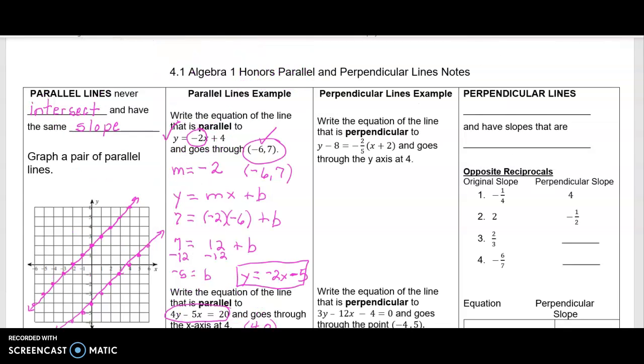Let's take a look at the last column where we learn about perpendicular lines. Perpendicular lines are lines that meet to make right angles. They intersect at right angles.